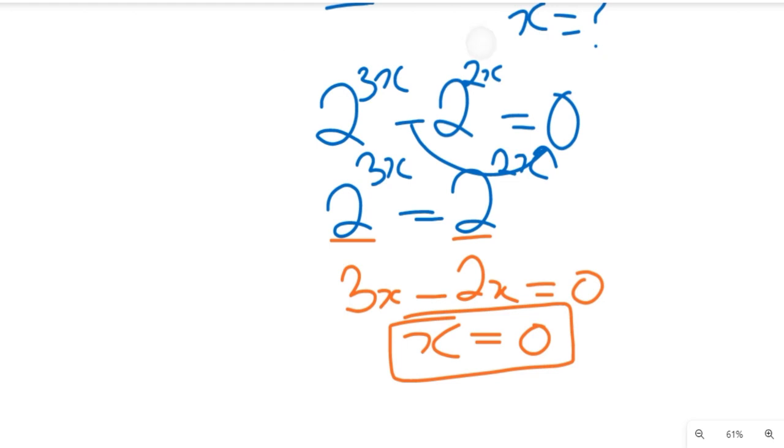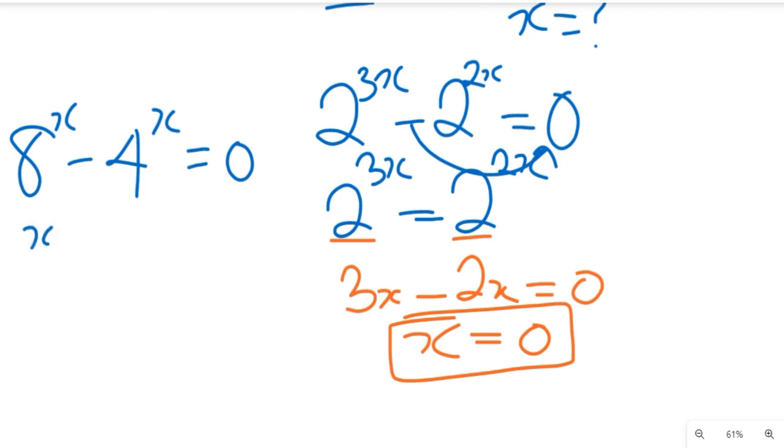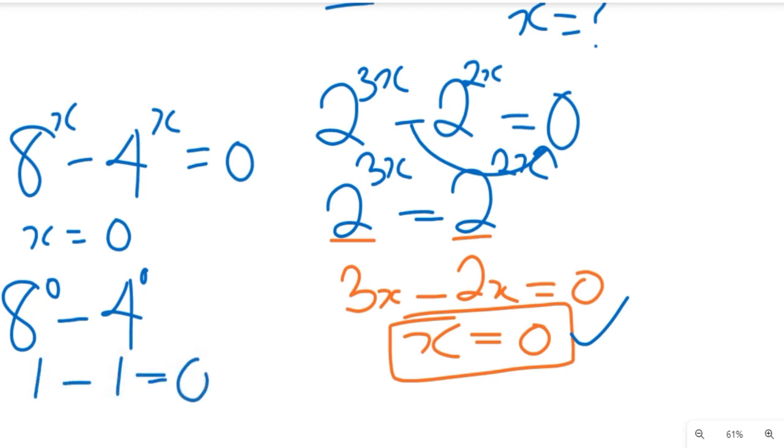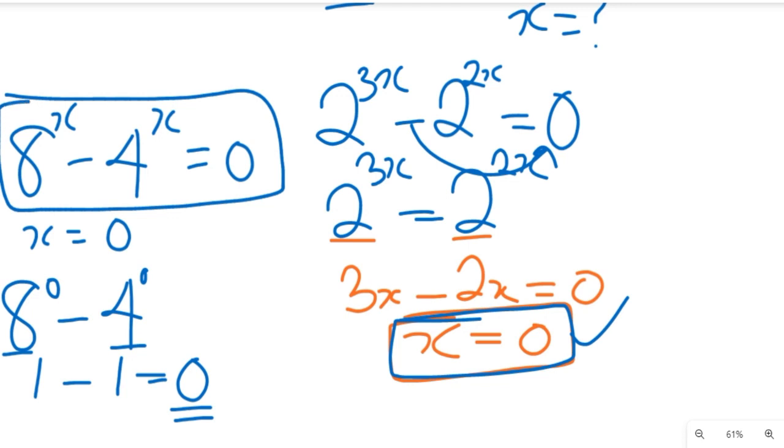Now let's find out how true this solution is. Remember, we are given 8 to the power of x minus 4 to the power of x, and we said it must give us 0. So now let's make x equal to 0 to find out if this solution satisfies the exponential equation. So we'll have 8 to the power of 0 minus 4 to the power of 0. 8 to the power of 0 is 1, minus 1, that will be equal to 0. Remember the rule, anything raised to power 0 is equal to 1. So 1 minus 1 will give us 0. So that means our solution x equal to 0, which we get from the two methods used, satisfies this exponential equation.